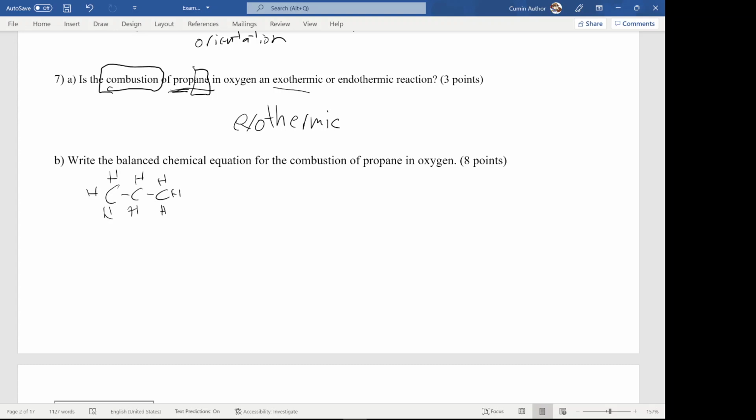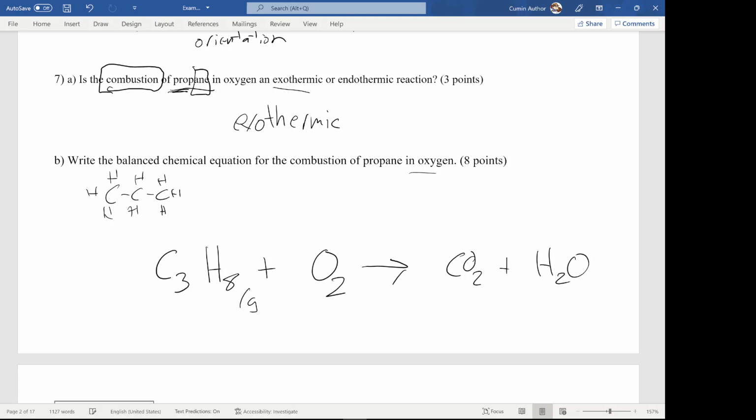So it's C3H8, 1, 2, 3, 4, 5, 6, 7, 8. So that's propane, and it's a combination of propane and oxygen. So there's some amount of O2. And then that's going to react together, and like all these combustion reactions, we need to remember that the products of a complete combustion are carbon dioxide and water. Also, that all of these are going to be in the state of a gas.